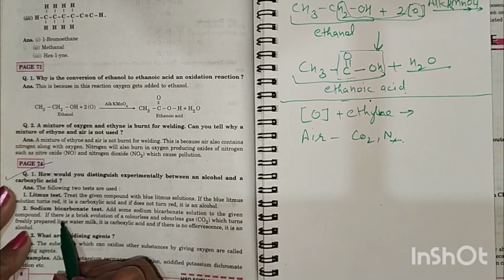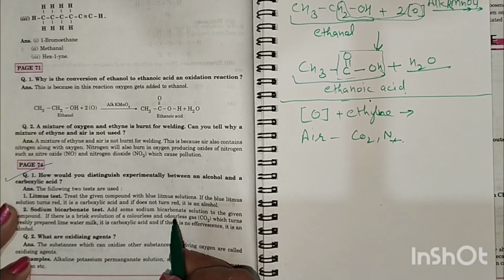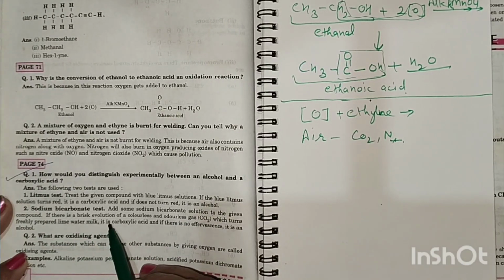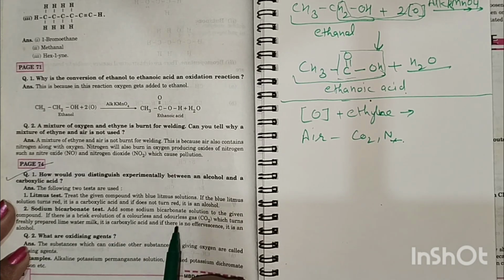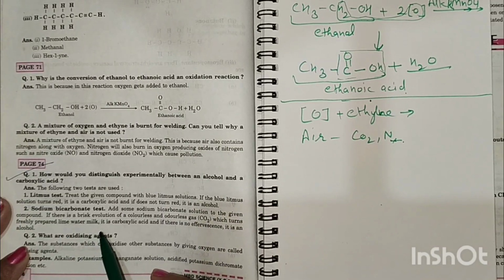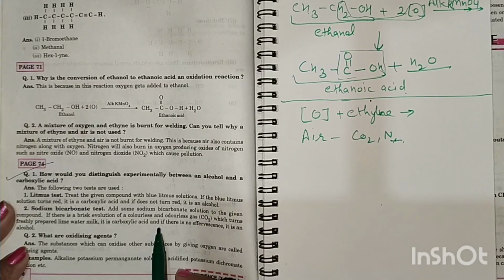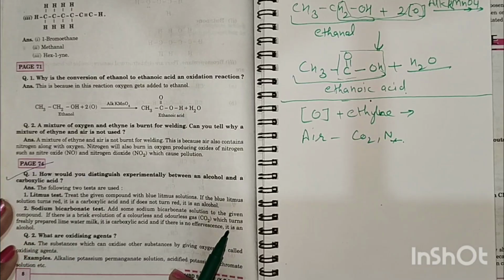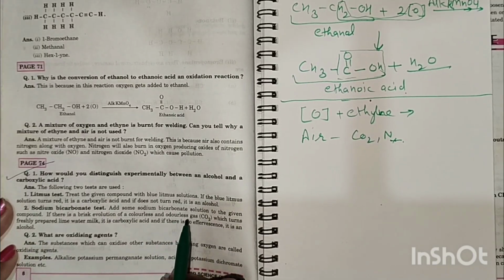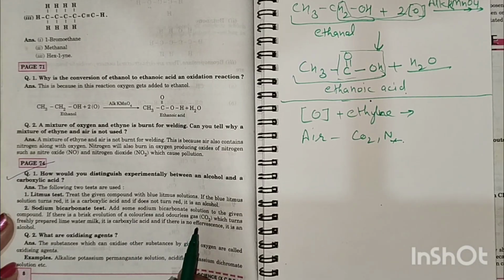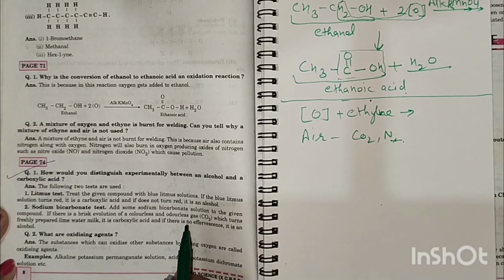The next test is the sodium bicarbonate test. Add some sodium bicarbonate solution to the given compound. If there is a brisk effervescence of a colorless and odorless gas which turns freshly prepared lime water milky, then it is the carboxylic acid, and if there is no effervescence, then it is the alcohol. With sodium bicarbonate, an acid gives brisk effervescence and carbon dioxide gas is released.